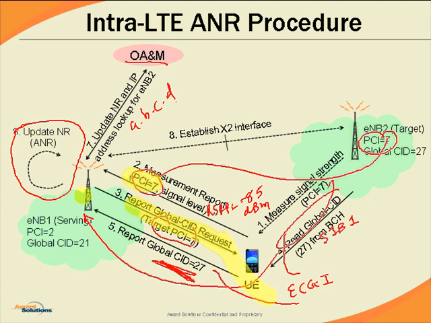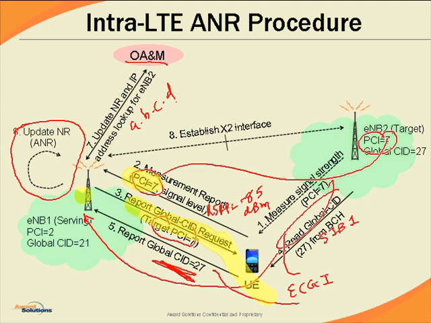So in summary, this is optimization of the neighbor list. Our eNodeB has already been turned on. It is already talking to the UEs. It is processing the measurement reports. And here, this is a sort of distributed approach where the algorithm that updates the table is in the eNB.